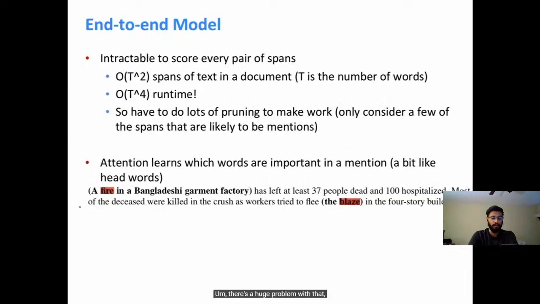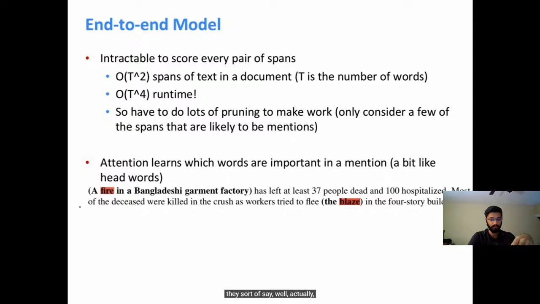There's a huge problem with that, which is if you actually applied this naively, the number of spans in a piece of text is the square of the length of the text in words. And so, if you're making co-reference decisions, which are between pairs of spans, you've then got an algorithm that's O(T^4), where the length of the text is T words. So that's really computationally impractical.